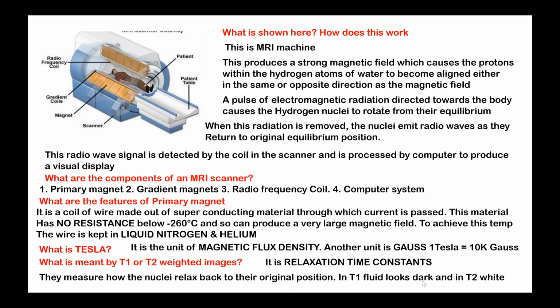In T1, fluid will look dark, whereas in T2 images it will not. For example, if you take an MRI of the brain, in T1 the CSF will look black and all the structures will look white. Whereas in a T2 image, the CSF will be white and other structures will be dark. In the examination, sometimes they may give you such MRI pictures and ask you whether it is T1 or T2. Please remember, in T1, fluid is black. Remember CSF easily: CSF will look black in T1, and in T2, CSF will look white.